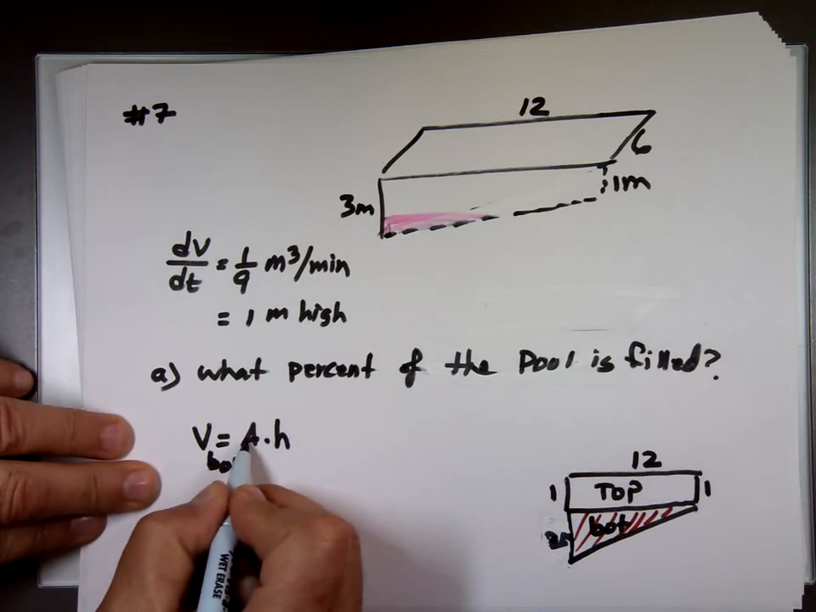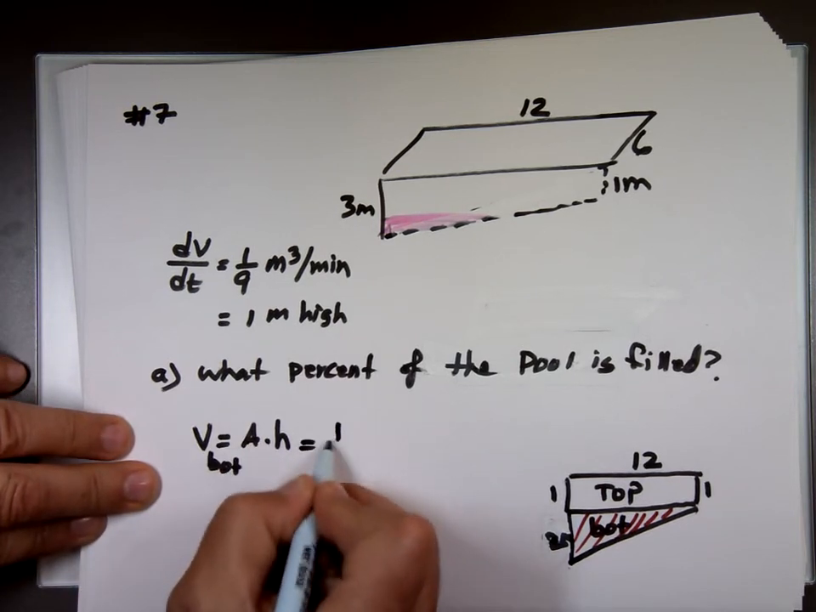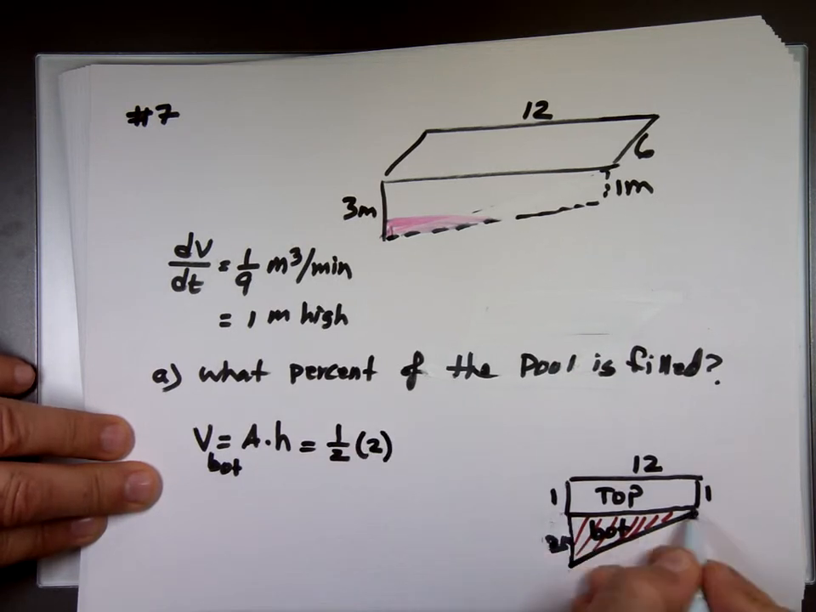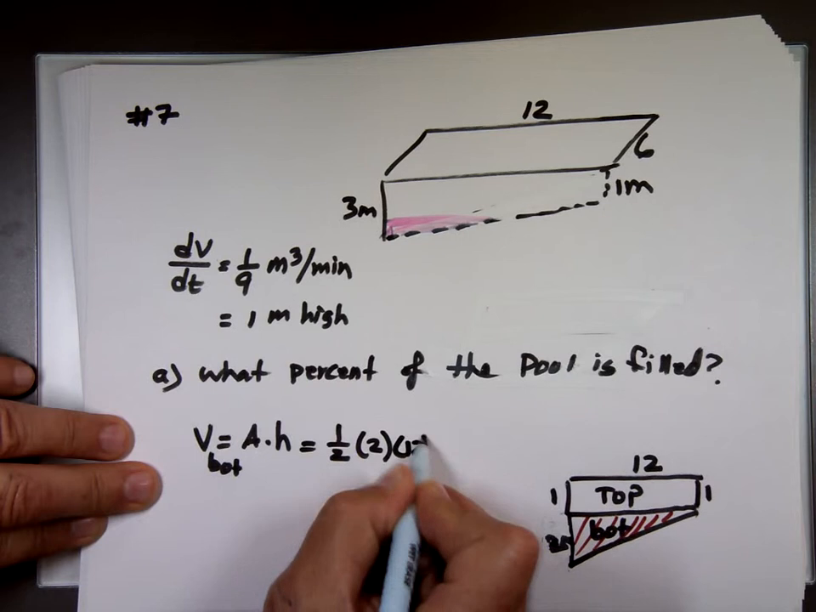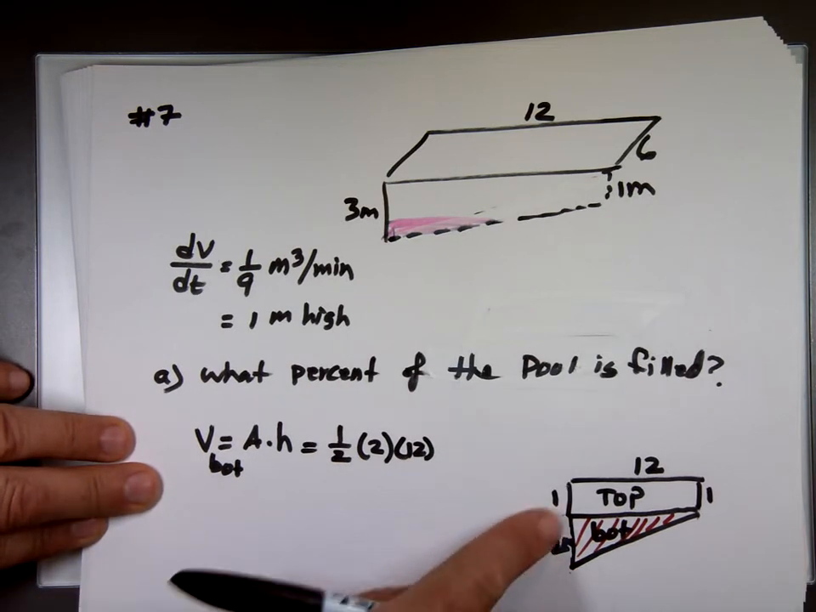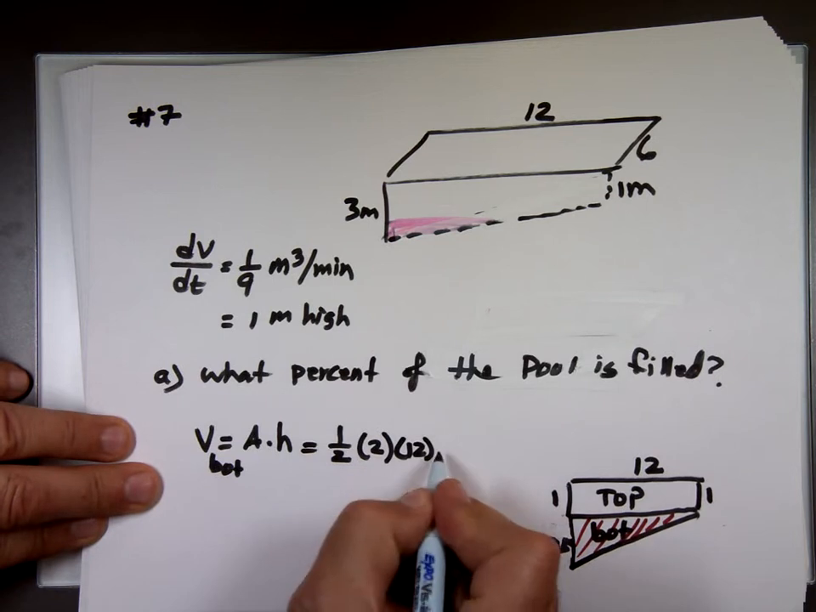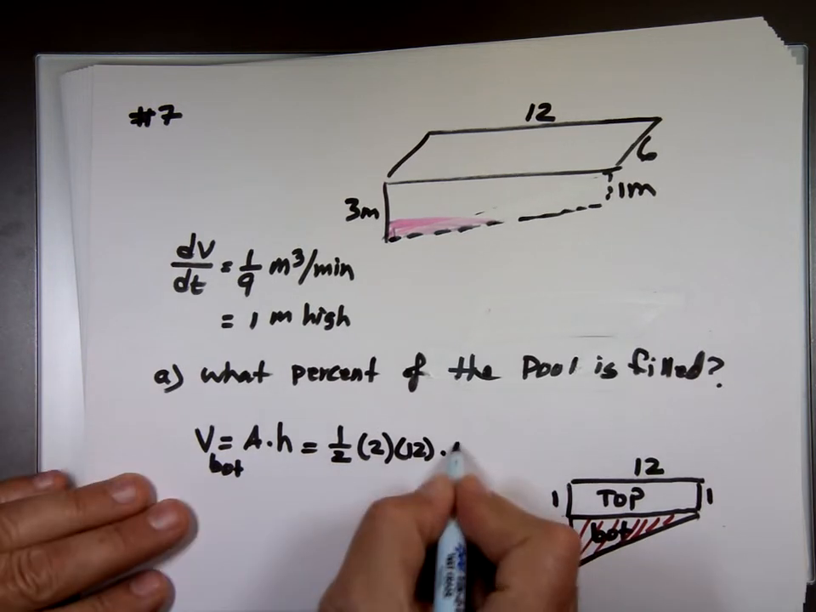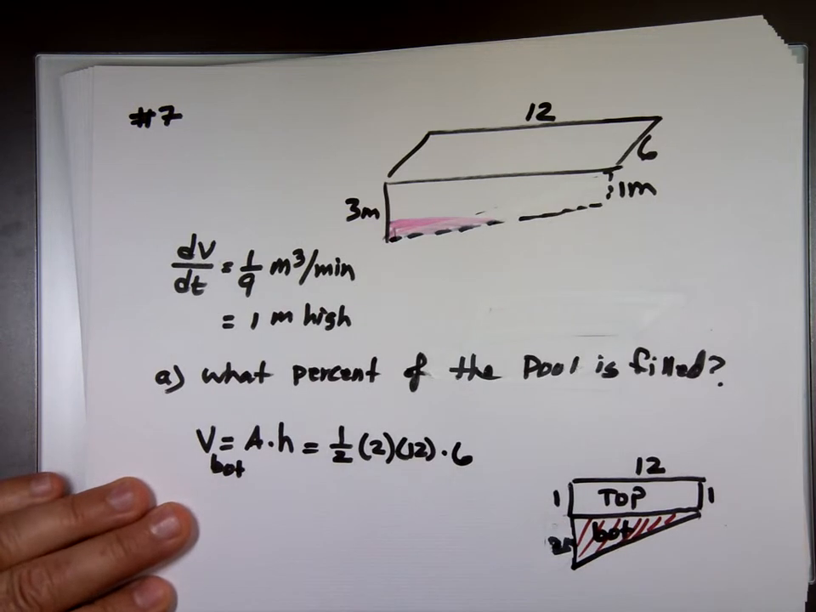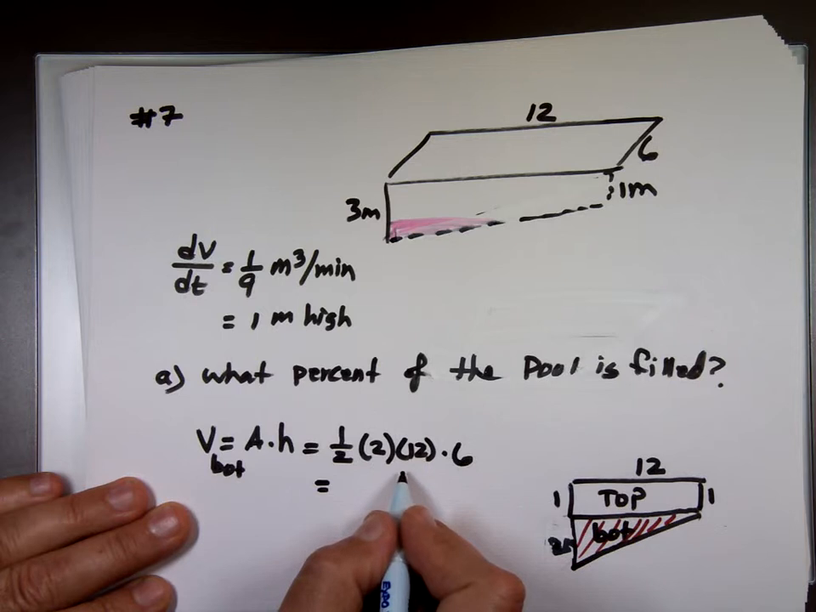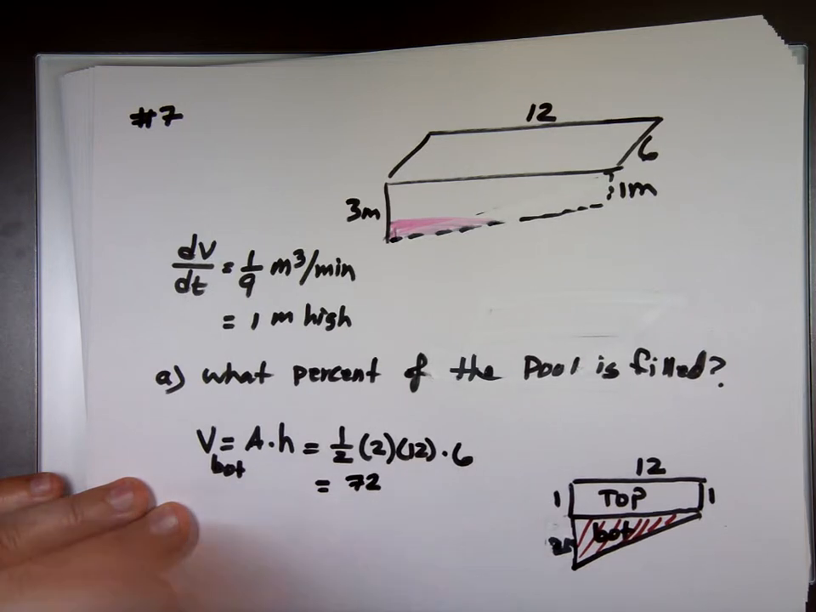So the volume for the bottom, we call it bottom, is the area times the height. The area is 1/2 the base, which is what? 2 meters. And the height is the length of that, which is 12. It's a triangle. 1/2 this side times that. And what's the length of that piece across? It's times 6 feet. Is that 36? 72 cubic meters.